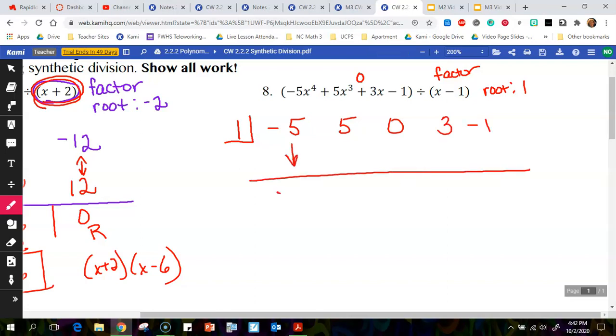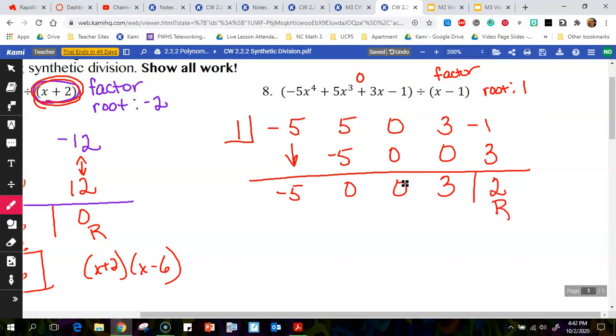Bring down the first coefficient. 1 times negative 5 is negative 5. 5 minus 5 is 0. 1 times 0 is 0. 0 plus 0, 0. 1 times 0, 0. 3 plus 0, 3. 1 times 3 is 3, and negative 1 plus 3 is 2.